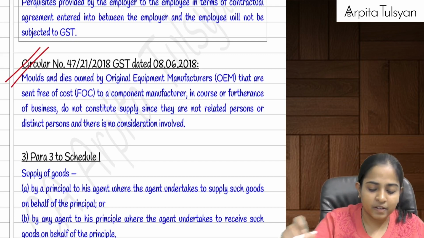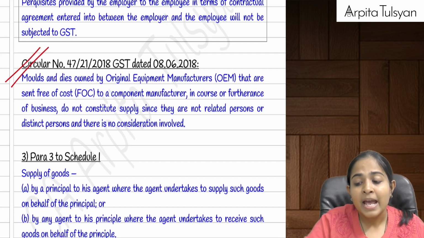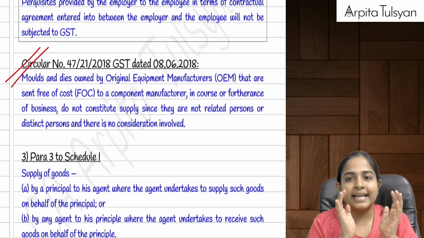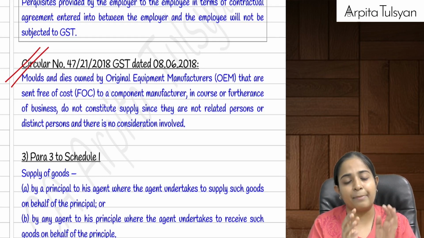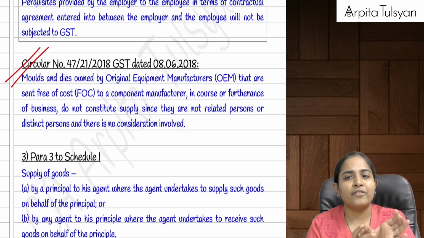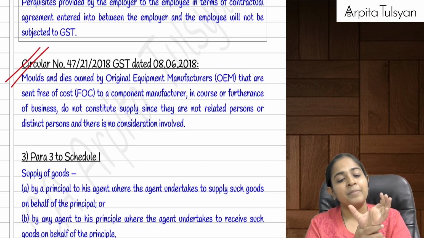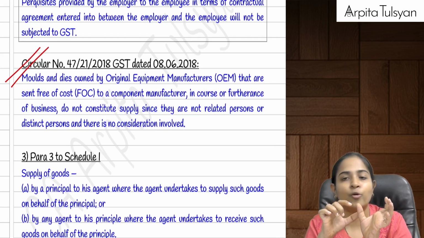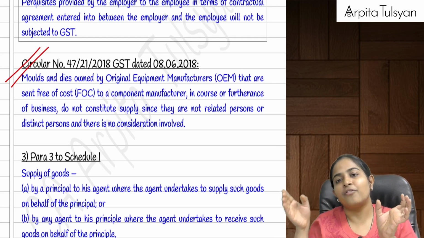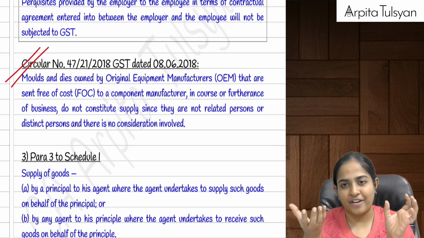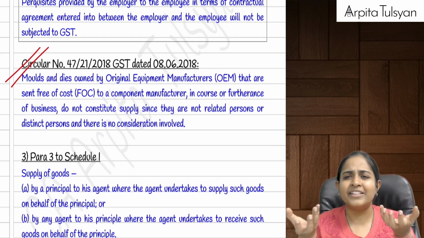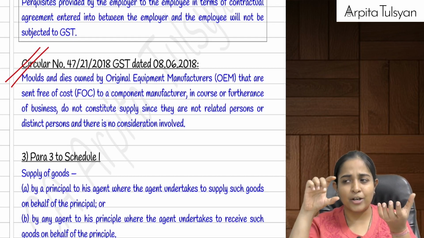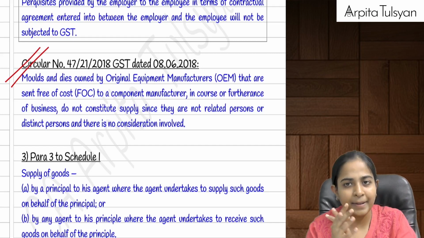Okay, and then there was a small circular introduced here. Now, if there is a person called an original equipment manufacturer, let's take the example of Samsung, just an example. The original equipment manufacturer manufactures mobile phones, tabs, etc. It wants a particular component of that mobile phone manufactured, so it gives the work to a person called a component manufacturer, in China let's say, and this component manufacturer will manufacture that part and give it to the original equipment manufacturer.